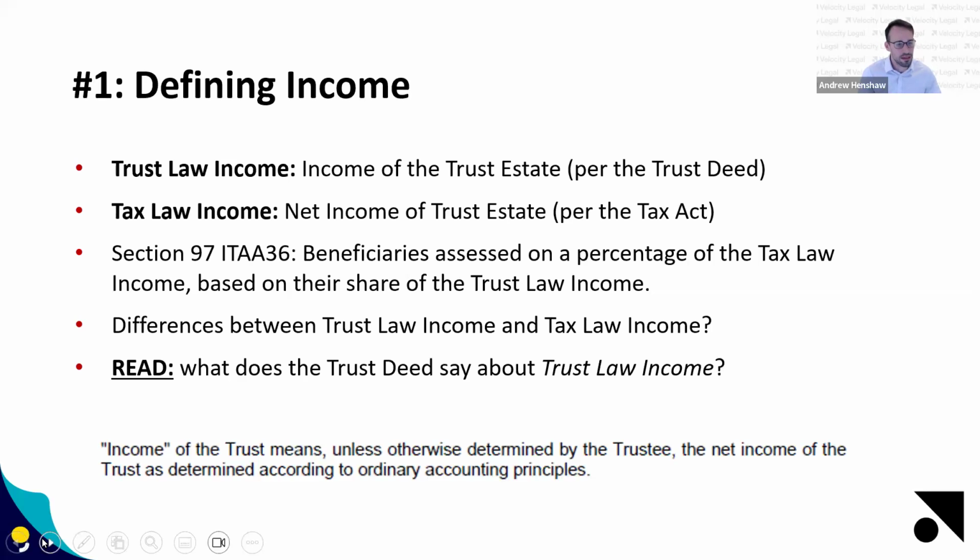So for example, if you have a nice modern trust deed, it might say something like, income means, unless otherwise determined by the trustee, the net income determined according to ordinary accounting principles. So basically, the starting point is ordinary accounting principles, but the trustee can determine otherwise. So that's quite a good provision.